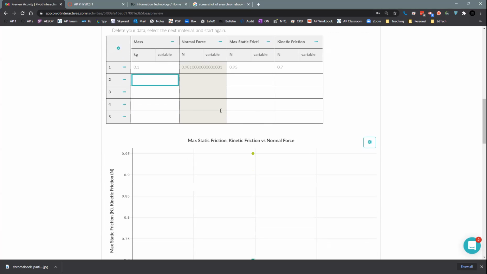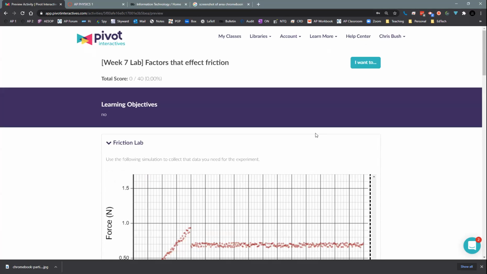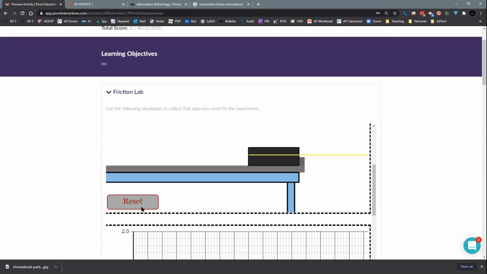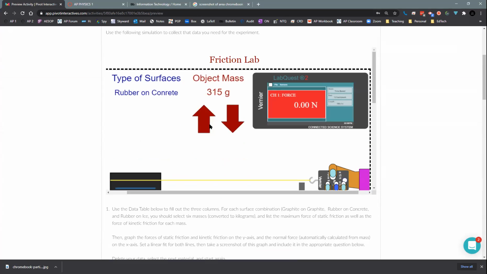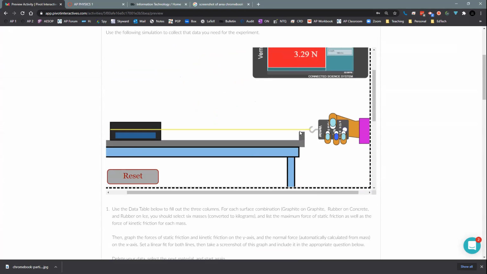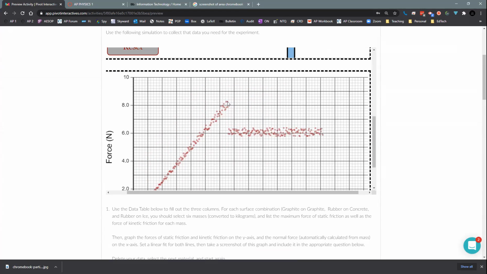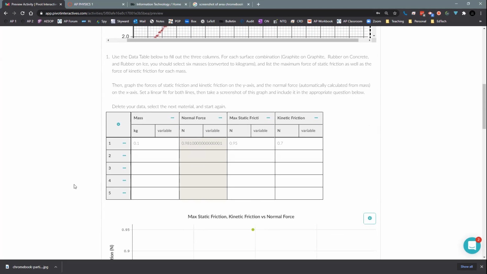I would then go ahead and continue doing this for more masses. So you would just hit reset, select some different mass, it doesn't matter what, you just need 6 different of them. So it's up to you. I hit start, and then I would let it run for a second. And now I can go down and find my maximum static friction, and I can find my kinetic friction. There's going to be a little bit of error here because there is going to be a little bit of variance of where you think the center point is. That's okay. So you're going to collect 6 masses for each combination of surfaces.